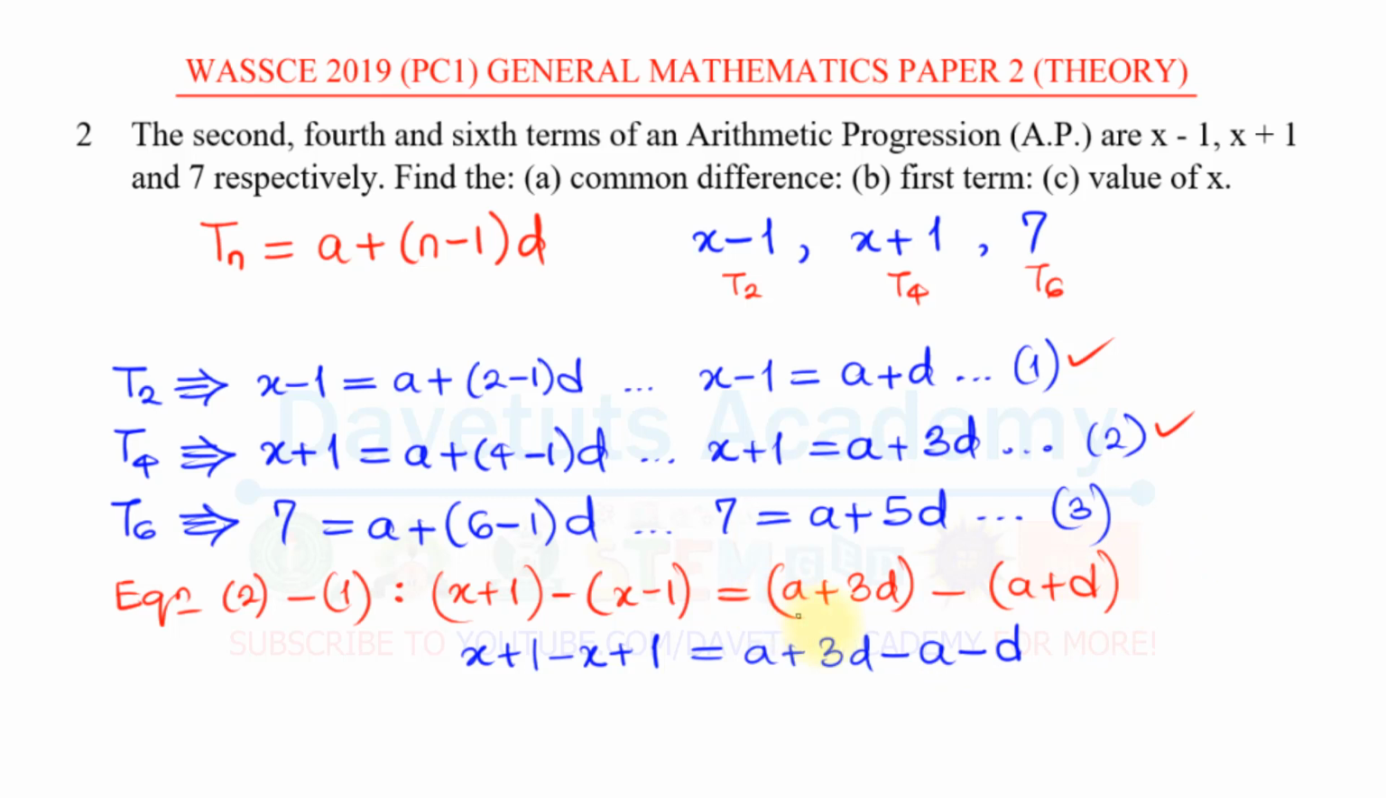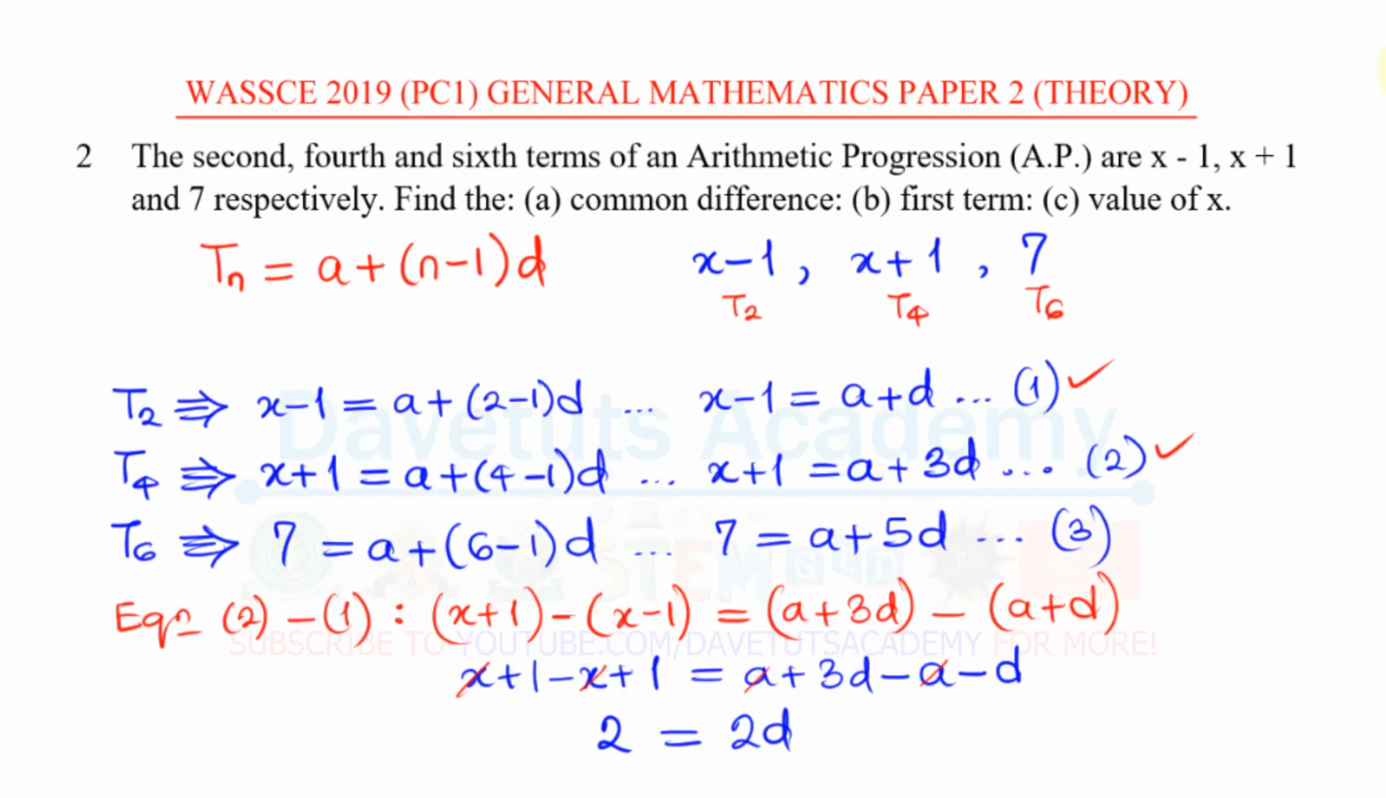All right, so having this now, I can see that x minus x here, of course, that will give me 0. Then 1 plus 1, that will be 2. So I have 2 is equal to a minus a, that will also be 0. So that will also knock out, and I'm left with 3d minus d. 3d minus d will be 2d. All right, so to just forge ahead with the question, I will just draw the board down a little bit.